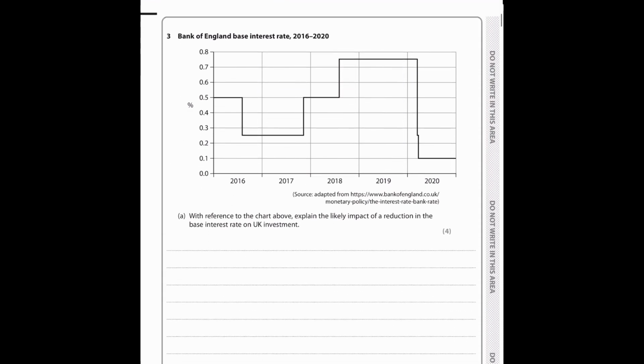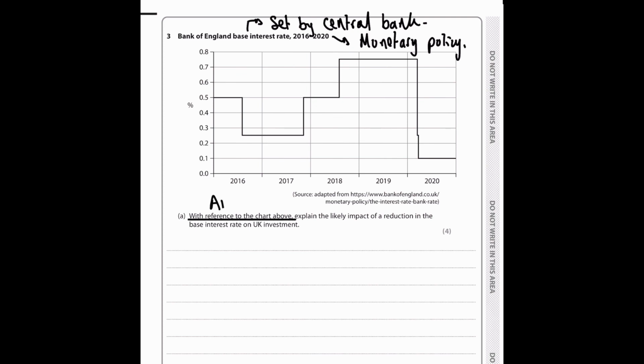Bank of England base rate. Okay, this is set by the central bank and is extremely important as part of monetary policy. With reference to the chart above, explain the likely impact of reduction in the base interest rate on UK investment. Okay, now again, with reference to the chart above, do not forget to do that. That again is application marks. So you choose any part where the base rate has fallen.